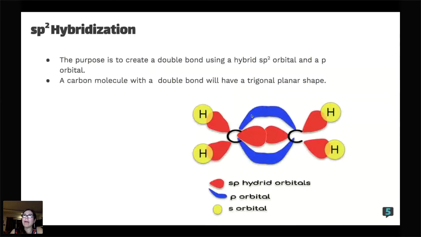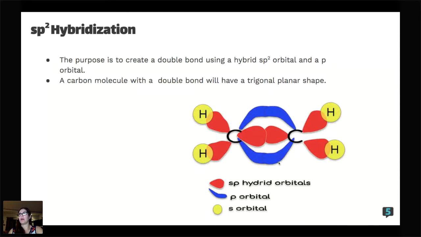Now, when we have a carbon molecule with a double bond, then the shape of the molecule will be trigonal planar. Why? Because we have 3 atoms bonded to the central atom and 0 lone pairs. So if you go back to the chart, that's what it would be, trigonal planar shape.